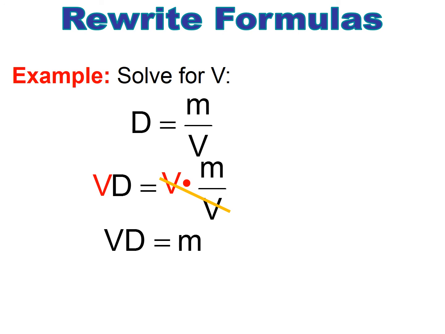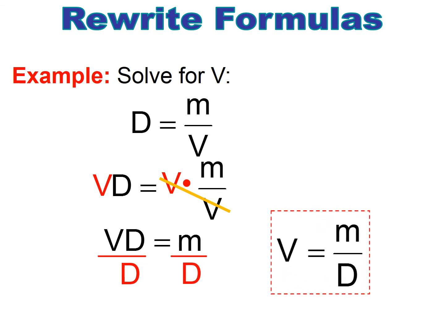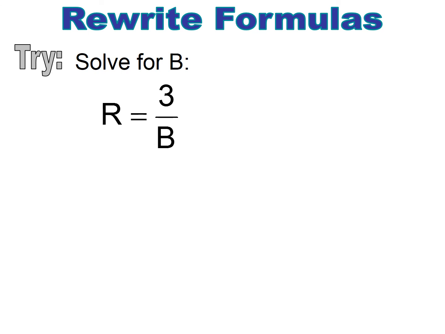And now I can solve for v. So in this case, to get v by itself, I'm going to divide through by capital D. And my new formula would be v equals m divided by d. So be careful when the variable's in the denominator or in the divisor. You're going to have to first bring it up in order to solve for it. And to bring it up, the opposite would be multiplication. Pause and try.